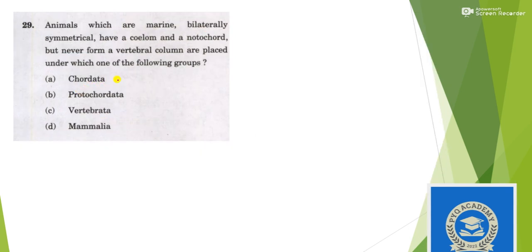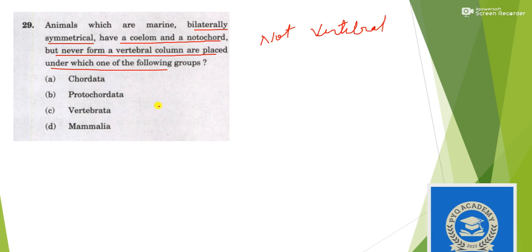Next question is: animals which are marine, bilaterally symmetrical, have a notochord but never form a vertebral column are placed under which of the following? That means it is asking about an animal which does not have a vertebral column. Okay, so let's look at the options.